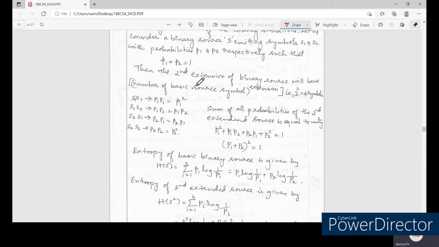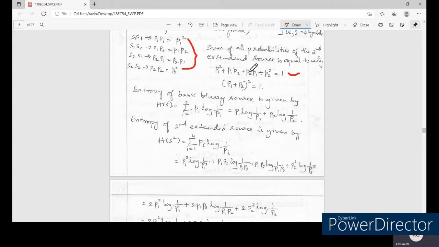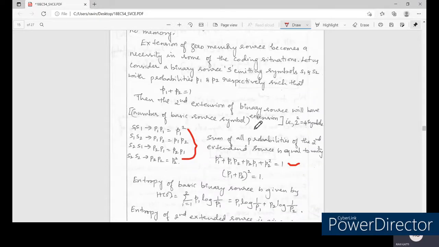We all know that the sum of the probabilities of all the source symbols emitted by the source has to be equal to 1. That is why we have tried it over here, and this leads to a sum equal to 1. So we can come to a conclusion that even if we extend the source symbols, the probability holds good for all the probable values of the source symbols.